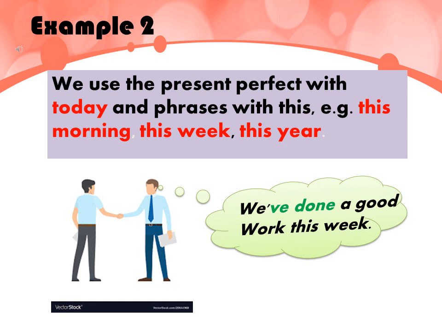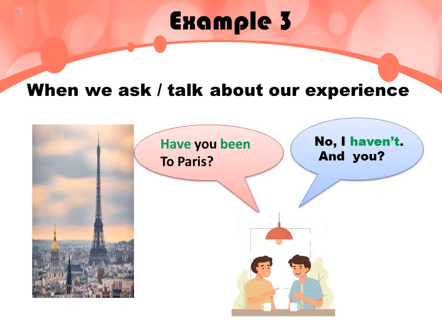Example number two, so we use the present perfect with today and phrases like this morning, this week, this year. So example, we have done a good work this week. Example number three, so when we ask or talk about our experience, يعني كنهضروا على التجربة ديالنا ولا كنسولوا الشخص على التجربة ديالو. For example, have you been to Paris? واش مشيتي لباريس? No, I haven't. And you?